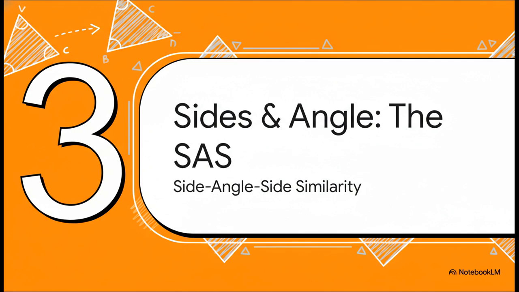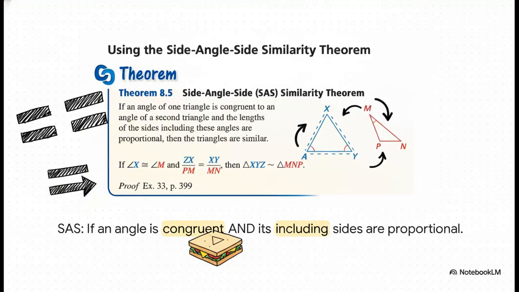Now let's grab our next shortcut, the side-angle-side similarity theorem, or SAS. And as you can probably guess, this one involves a mix of sides and one really crucial angle. Now, what's really important here is the fine print. For SAS to work, 2 conditions have to be met. First, you need one pair of angles that are exactly the same, congruent. Second, the sides that form that angle must be proportional. That angle has to be the one that's included, or kind of sandwiched, right between the 2 sides you're comparing.